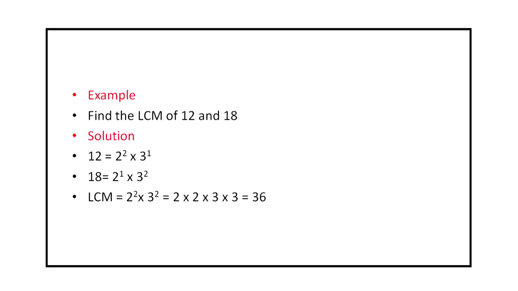Solution: 12 can be written exponentially as 2 squared into 3 raised to 1, which means it is 12. Now 18 equals 2 raised to 1 into 3 raised to 2, and LCM equals 2 raised to 2 into 3 raised to 2. 2 raised to 2 means 4, and 3 raised to 2 means 9. Thus 4 into 9 equals 36.